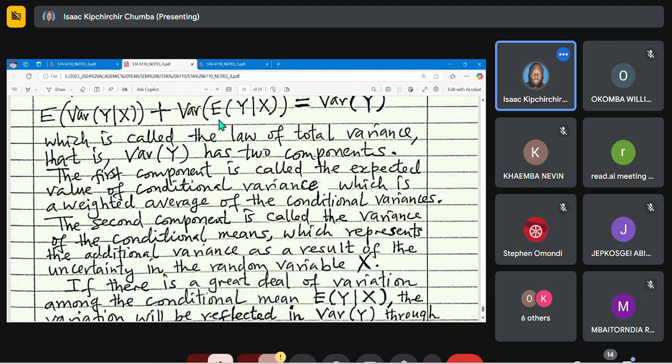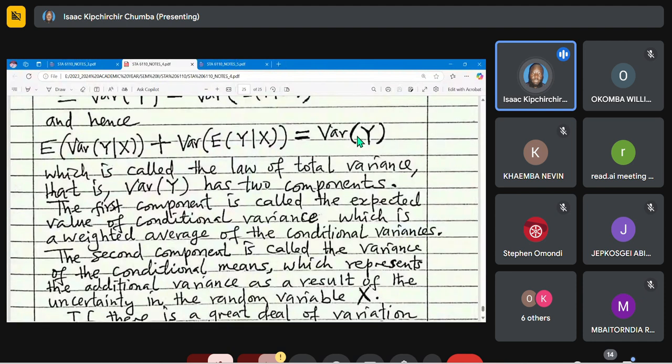So when this is high, this will be small, because the variance of Y is just a constant anyway, but it can be decomposed into two components. So when this part is high, it will be small. When this part is small, it will be high.